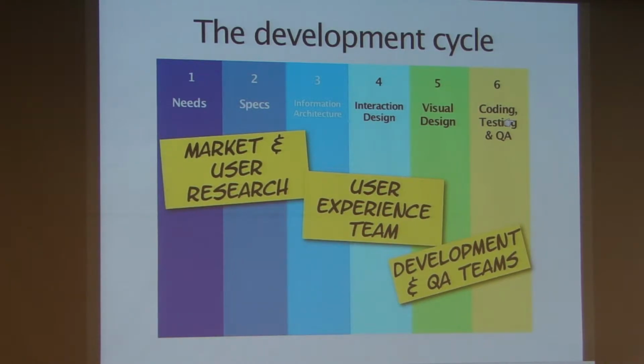So the first early stages are market and user research, and then the user experience team, and then the part that most of us identify with, but not all of us, development and QA teams. So different people are involved, a multi-person process.